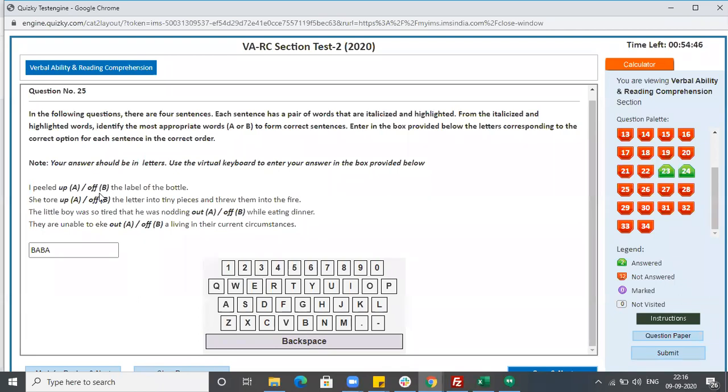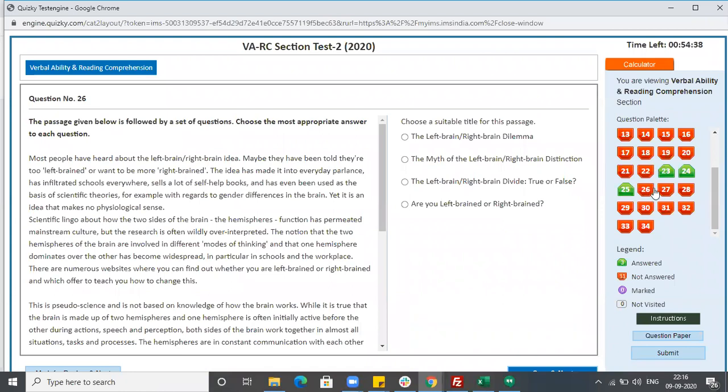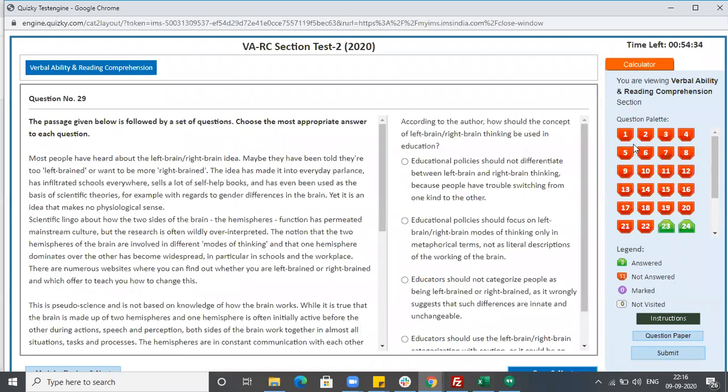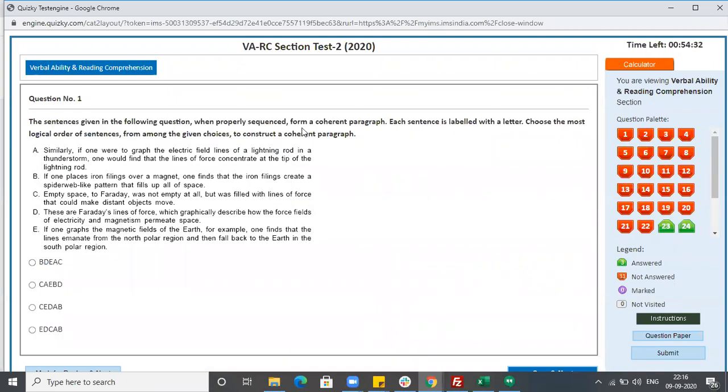I'm a little confused between peeled up or peeled off, but I'll go with my gut. Peeled off. RCA अभी नहीं करूँगा, but definitely इस RCP में आऊँगा. Then शुरू में कुछ देखा था हमने छोटे questions.